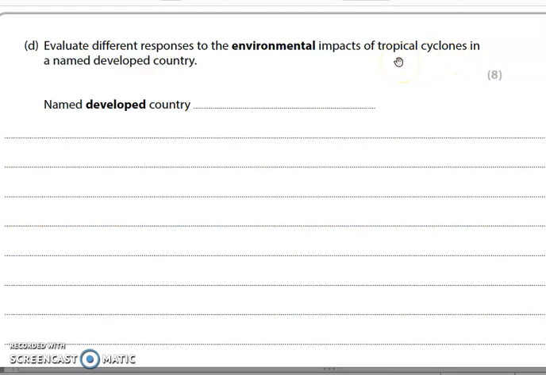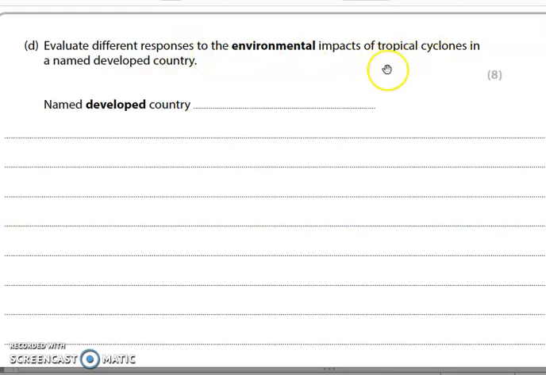But we have to be careful because there are a number of different restrictions here. One of the restrictions is the fact that we're looking purely at the environmental impacts. Okay, so that is very important that we focus on environmental impacts. You need in your answer to mention what some of those impacts are before you can talk about what the different responses to them are.